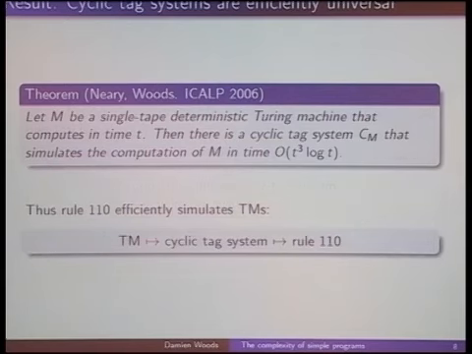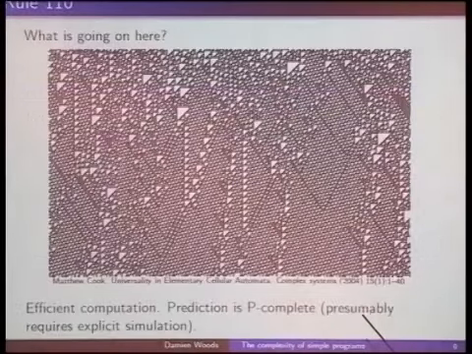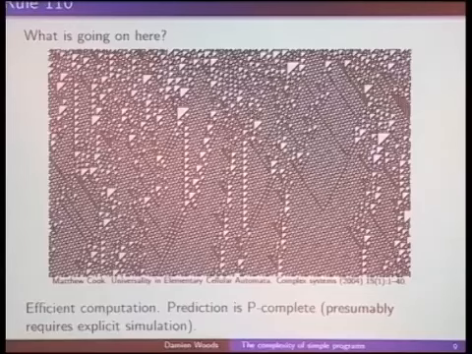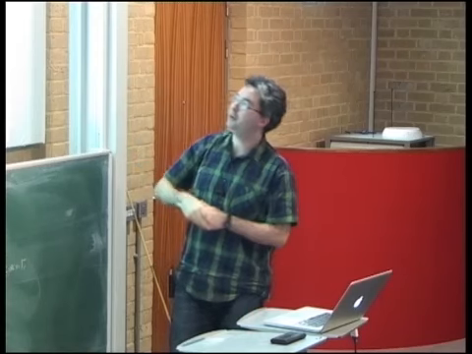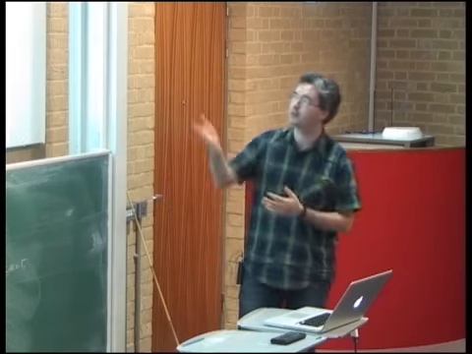And so then a little while ago we showed that this intermediate model, the cyclic tag system, can be shown to efficiently simulate Turing machines in polynomial time. And so this improves the simulation overhead on rule 110. And so it means that when we look at this space-time diagram, it somehow, although it may be padded with some sort of gaps, rule 110 is capable of efficient computation, which means that there are not exponentially large padding gaps in these space-time diagrams.